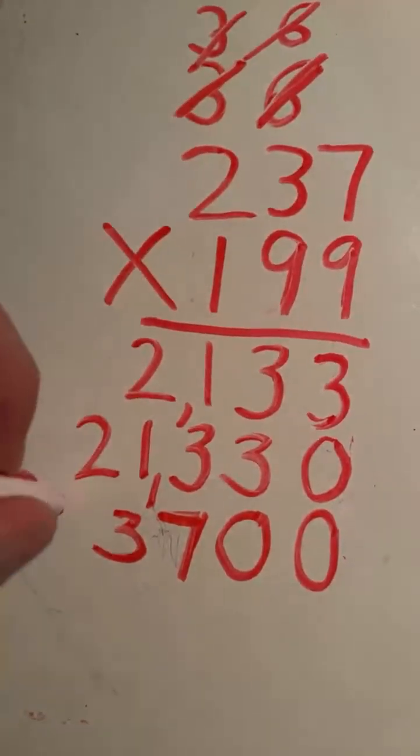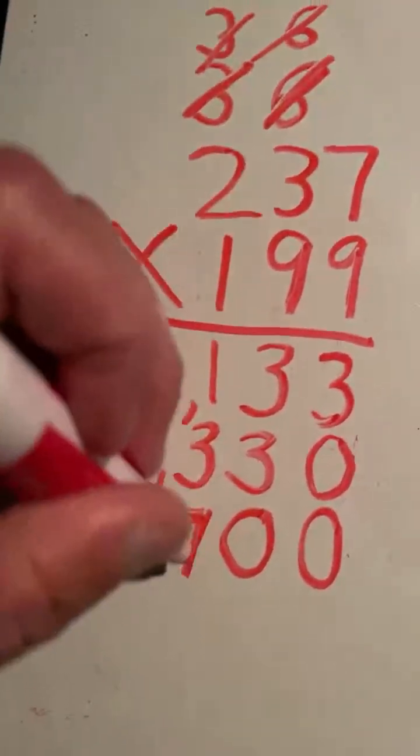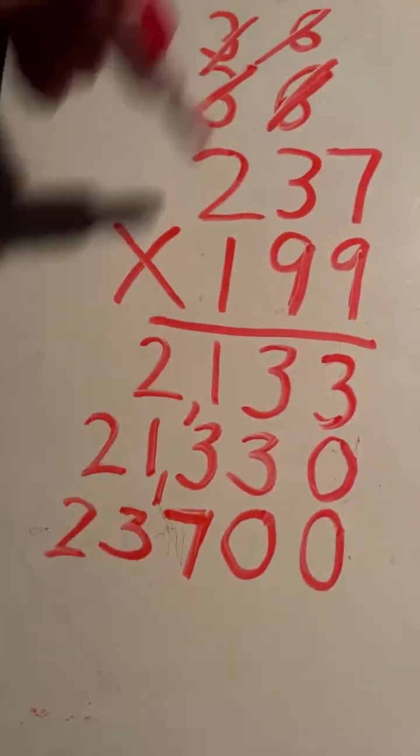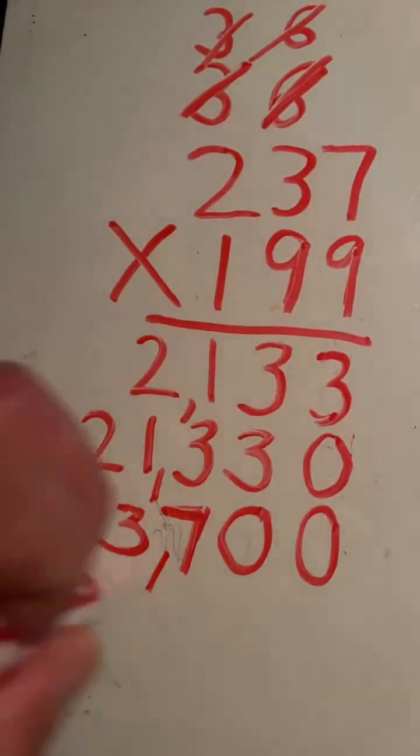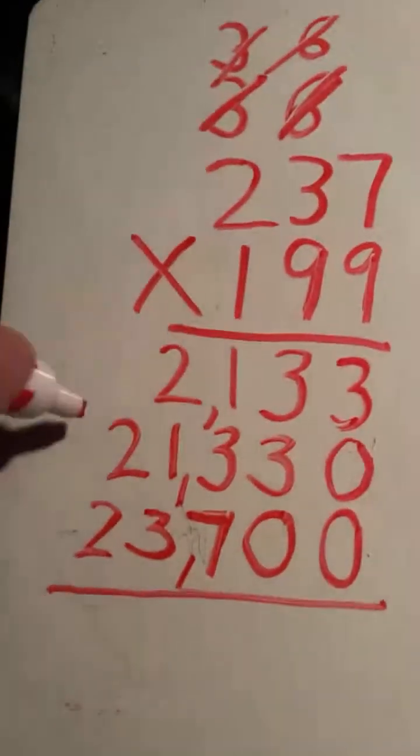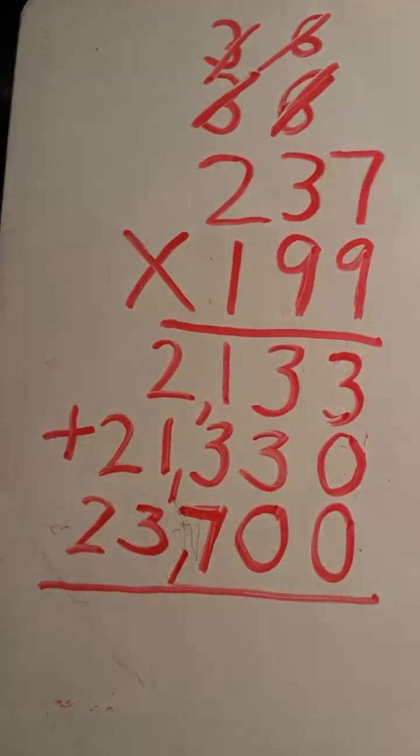2 times 1 equals 2. 7 times 1 equals 7. 3 times 1 equals 3. 2 times 1 equals 2. Now the final step is we have to add these 3 numbers together to get our final answer.